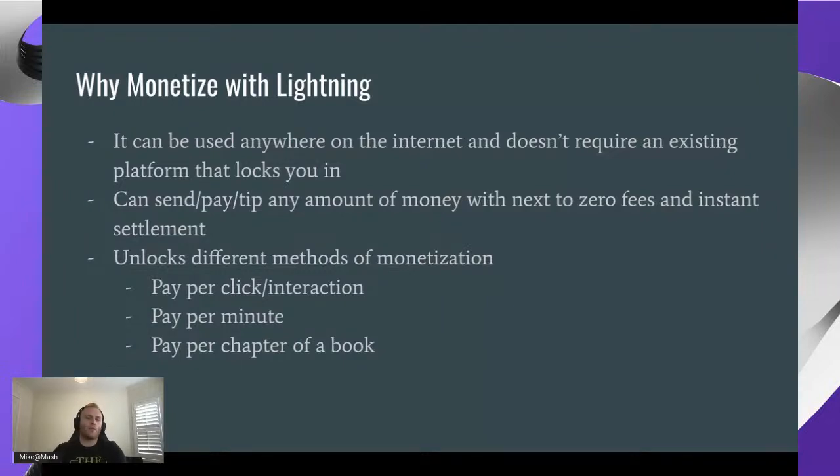So with the way Lightning functions and Bitcoin in general, it allows us to now charge in these ways. So you can change how a book is monetized. Maybe no longer you have to pay $10 for an entire book. You can just pay per chapter. If you don't like the book, you can stop paying for it. You don't have that upfront commitment, and it really changes the landscape of how folks can monetize.